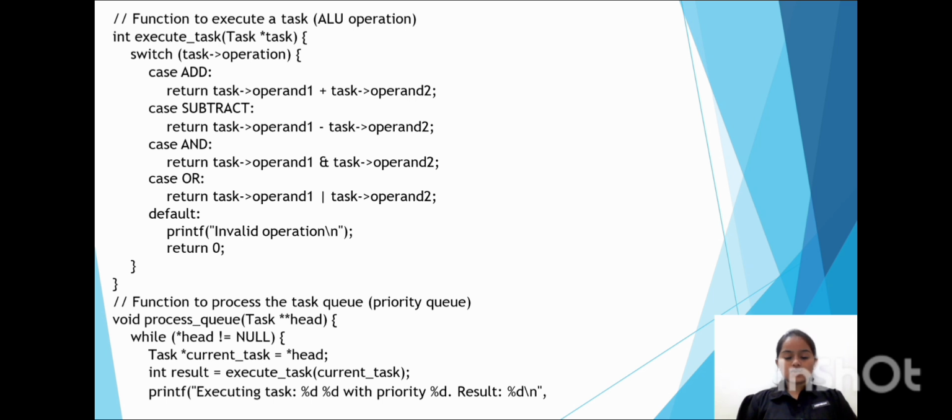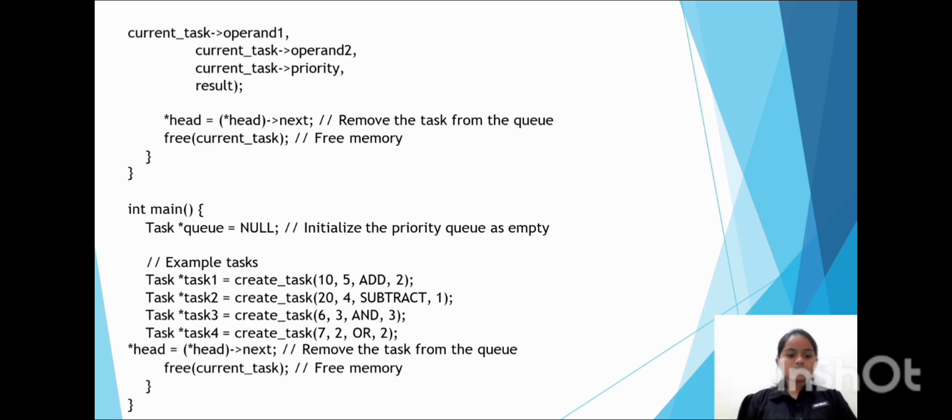Next, let's see the function to process the task queue, which means the priority queue. While processing the queue, task head, while head is not equal to null. Next, task current task is equal to head. Int result is equal to execute task current task.